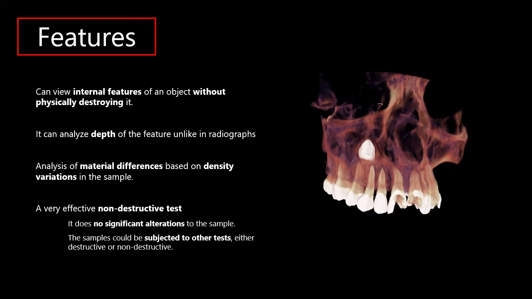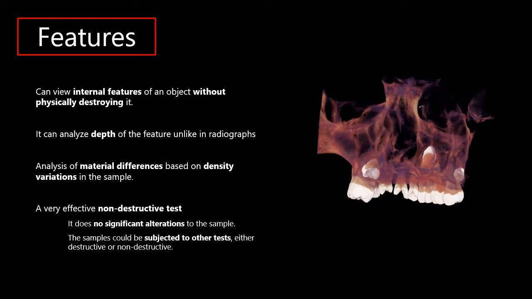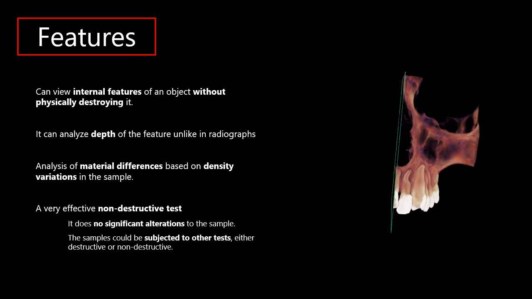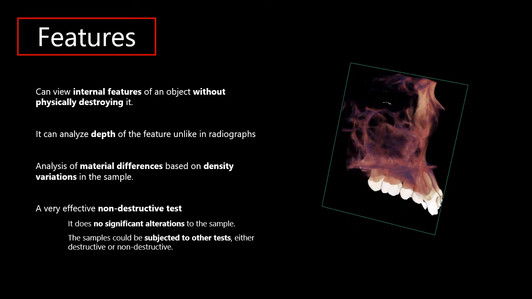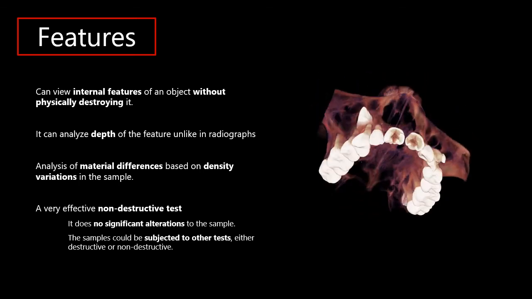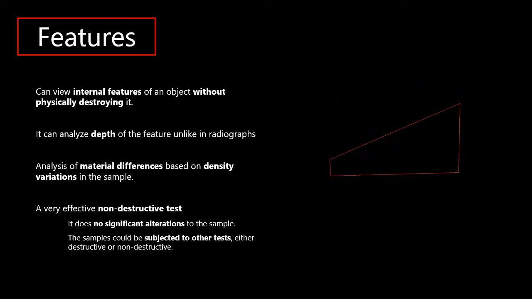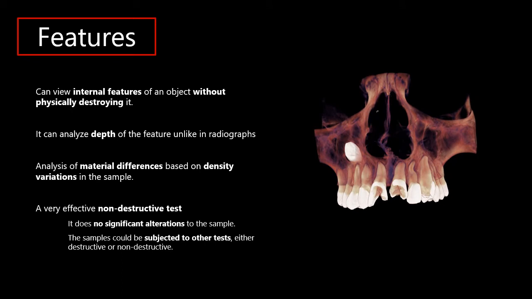In terms of its features, for example, we can view internal features of an object without physically destroying it or cutting through it. We can analyze the depth of the features unlike in radiographs. We can analyze material differences based on density variation, for example, the gray values or the difference in color and intensity in the 3D volume. Next, it is a very effective non-destructive test with no significant alteration for succeeding tests. So initially, we can do a non-destructive test before we go through a destructive test.